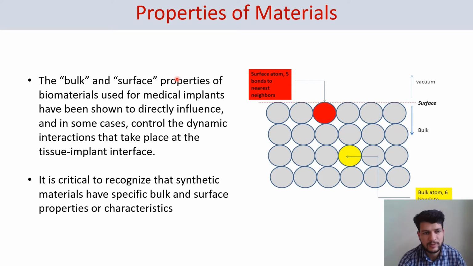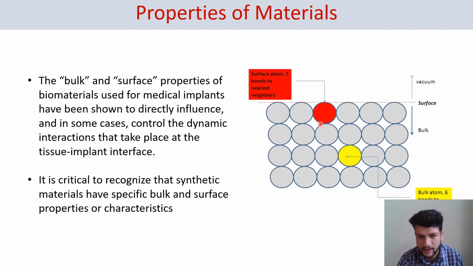And these bulk and surface properties have been shown to directly influence or control the dynamic interaction with the tissue or implant. So these surface or bulk properties directly influence the outcome or interaction with the tissue. So for the biomaterial, it is critical to study both these bulk properties and surface properties. And also these bulk and surface properties may change over time in vivo condition.